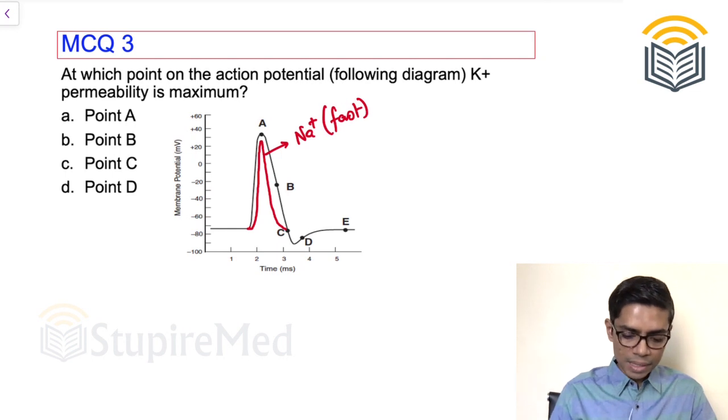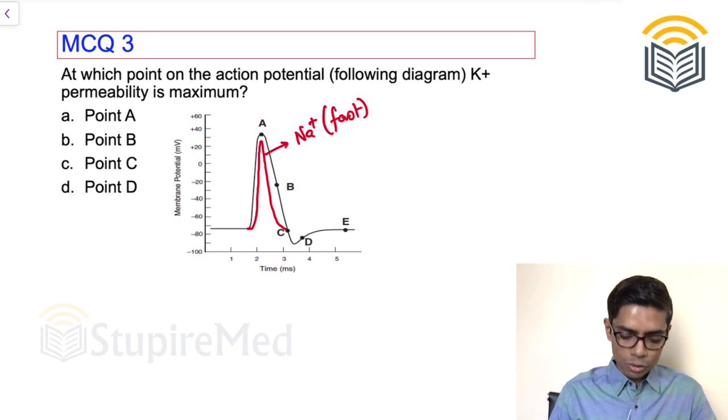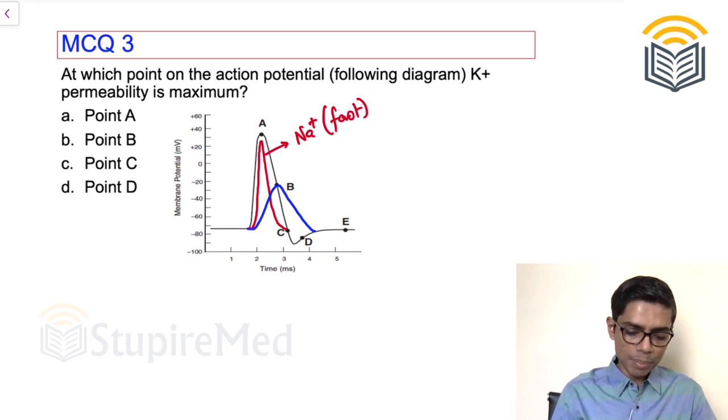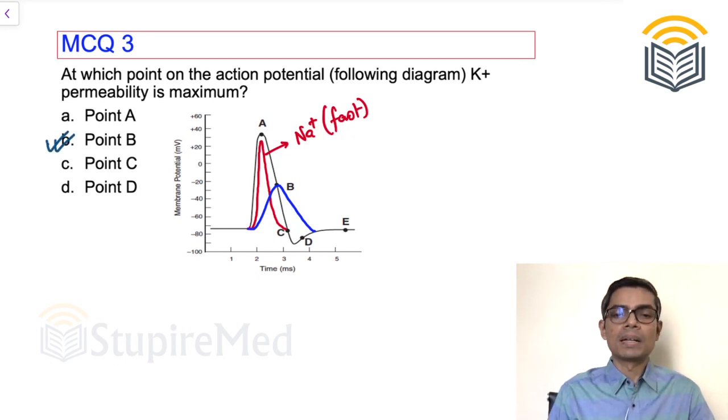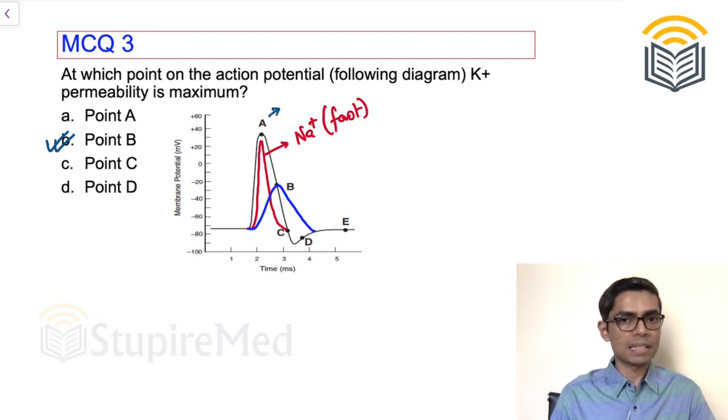On the other hand, if you look at the potassium permeability, the potassium channel is a slow channel. It starts opening from the same point, but takes a long time to open completely, and maximum permeability will be reached at point B, and then the permeability will decrease gradually like this. So if you look at this action potential, the maximum potassium permeability is at point B, and the maximum sodium permeability is at point A.